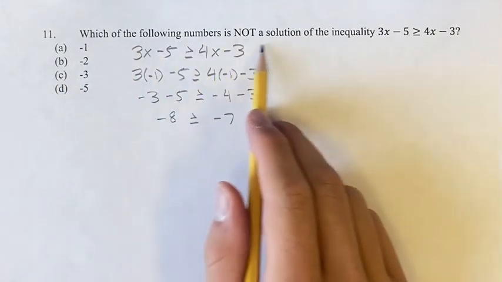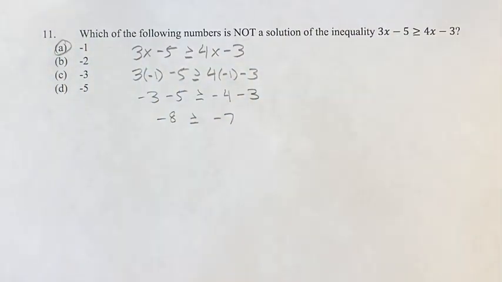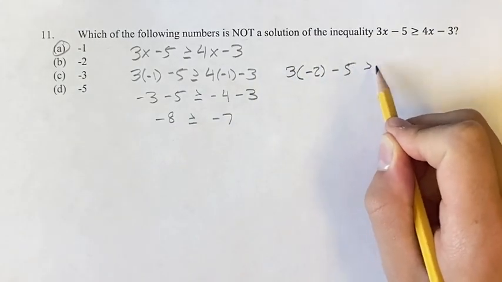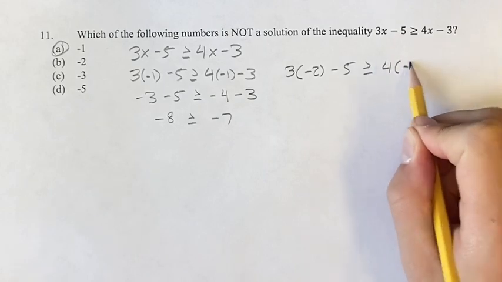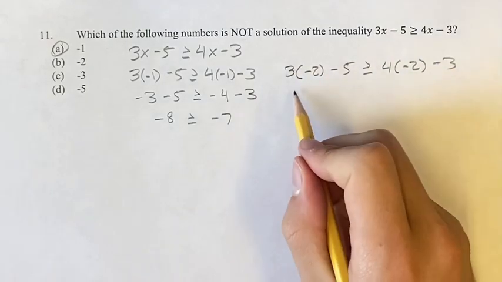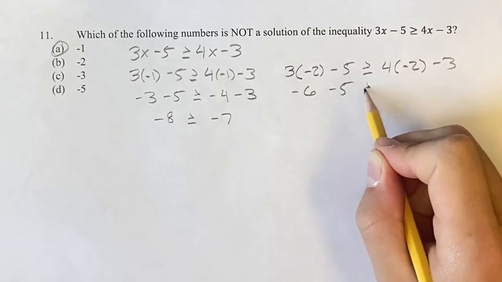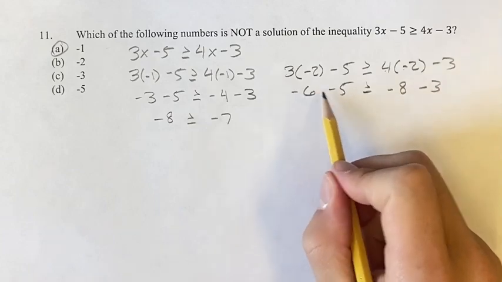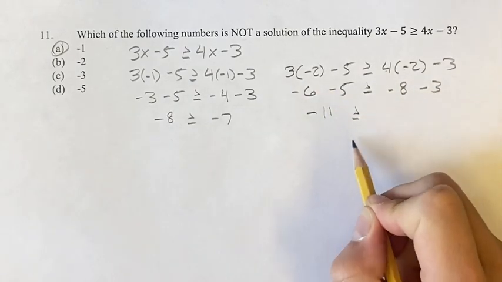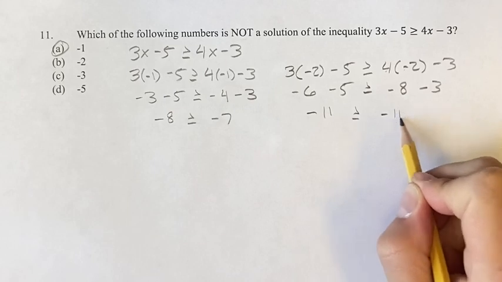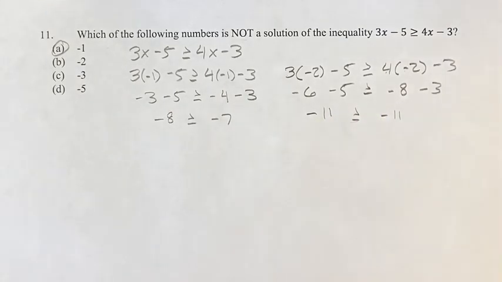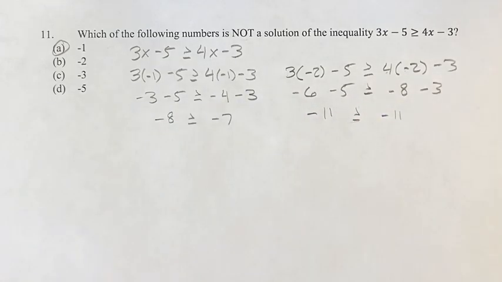So this means that, which of the following numbers is not a solution? That means we actually just found it in one. If you want an example of what it would look like if it was true, plug in -2. Again, same thing, except this time wherever we see an x, we're putting in a -2. So we get 3 times -2 is -6, minus 5 is greater than or equal to 4 times -2 is -8, minus 3. So we get -6 minus 5, which is -11, is greater than or equal to -8 minus 3 is -11. -11 is greater than or equal to -11 because they are equal. So this is a solution to the inequality.